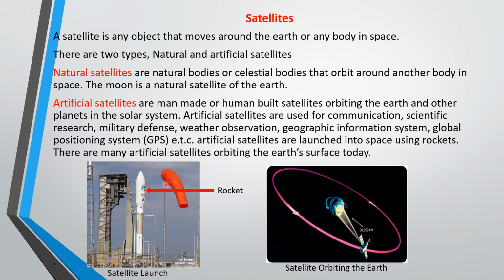Artificial satellites are launched into space by the use of rockets, and this is a typical picture of a satellite launch station. The satellite is placed on the tip of the rocket. The rocket is the machine that propels the satellite. Then when it gets to a particular position, the rocket will detach from the satellite. So this is how a satellite is launched. This is a rocket, and the satellite is placed at the tip here. This is a typical example of a satellite that is orbiting the Earth. Different satellites have different names, depending on what they are being used for.